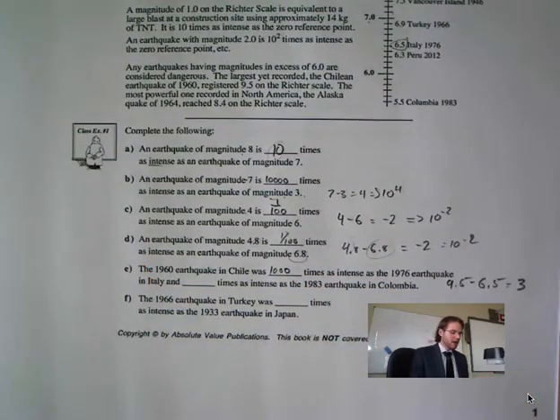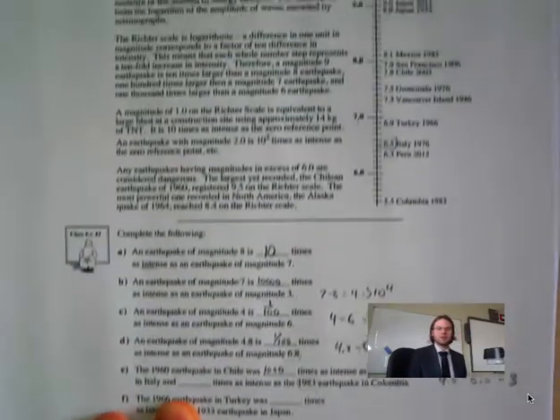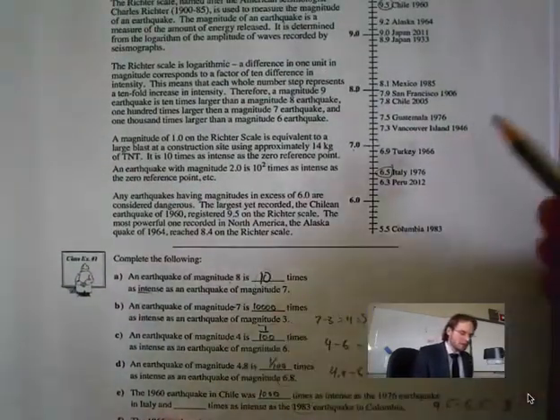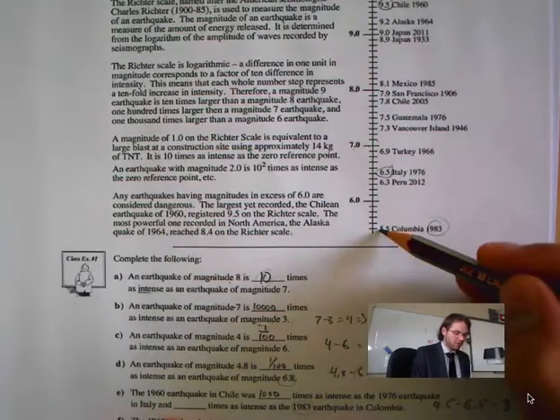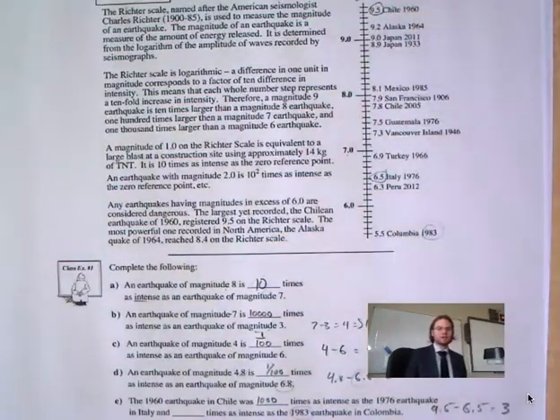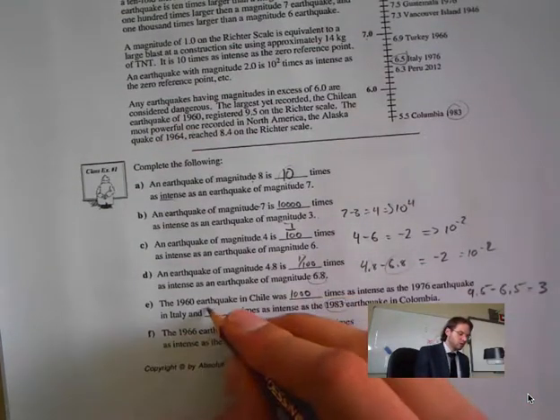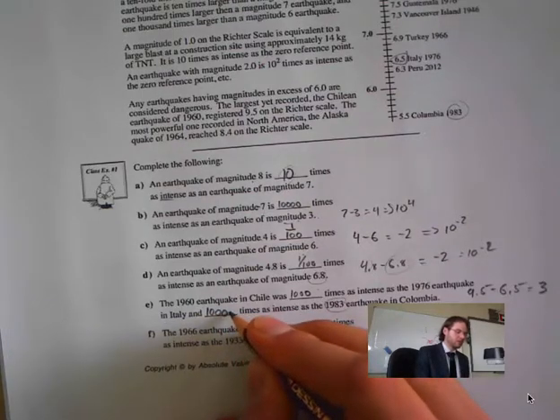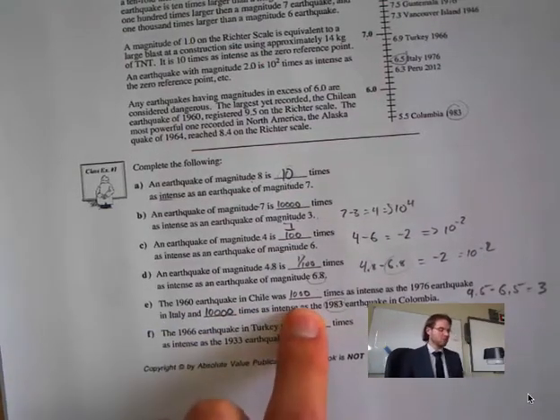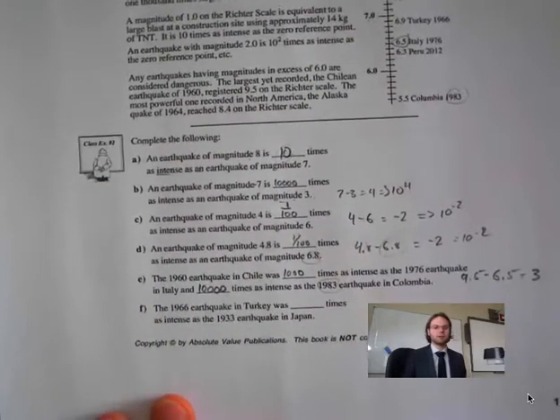And how much was the earthquake in Colombia in 1983? So let's look at 1983 Colombia, 5.5. Well, 5.5 to 9.5 is a difference of 4. So that is 10 to the 4, which is 10,000 times stronger. So it's 1,000 times stronger than Italy, and 10,000 times more intense in Colombia.